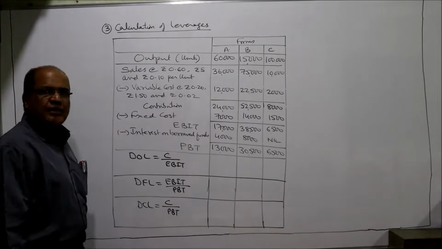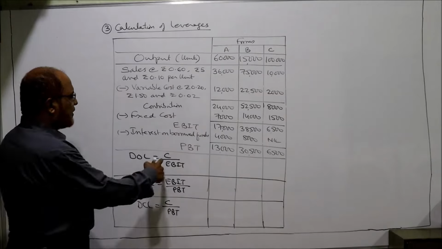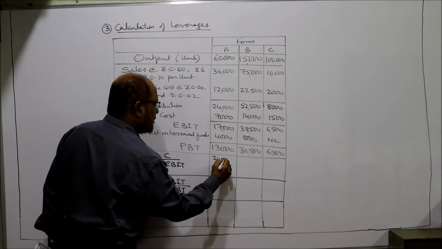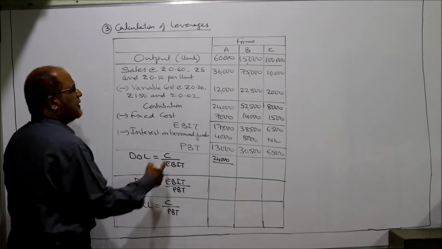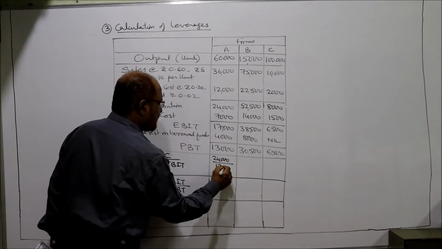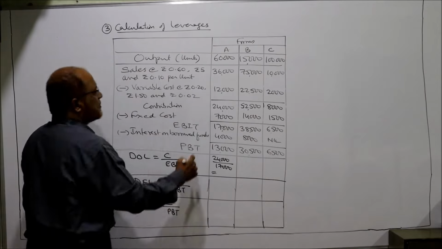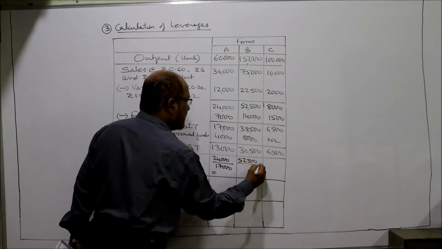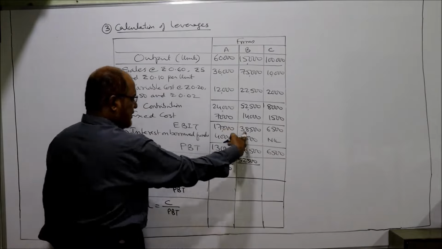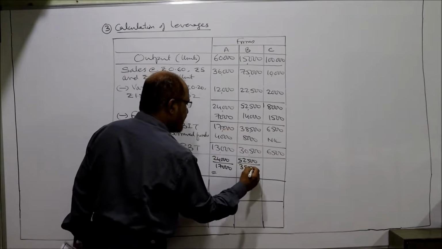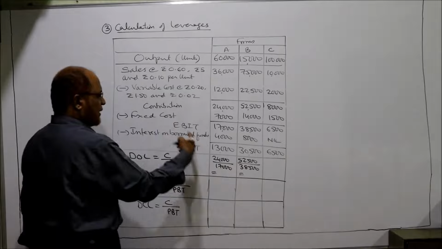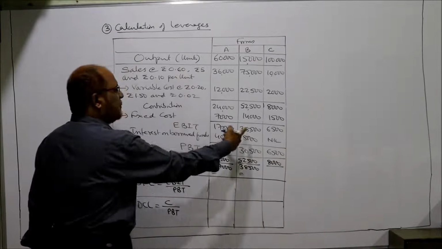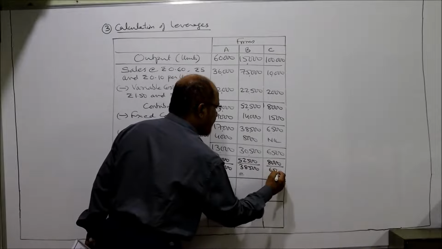That's all. These are the three leverages we have to calculate, first one by one. Contribution: how much is the contribution here? 24,000 divided by EBIT 17,000. Similarly, contribution is 52,500 divided by EBIT 38,500. Next one, contribution is 8,000 divided by EBIT 6,500.